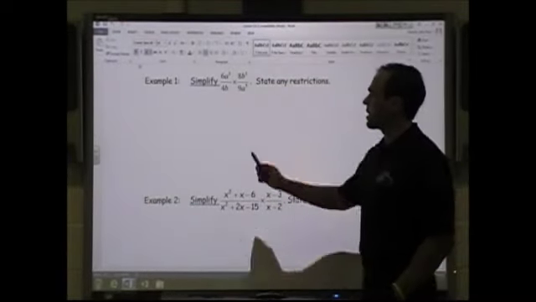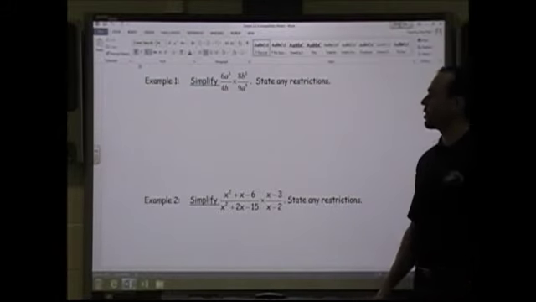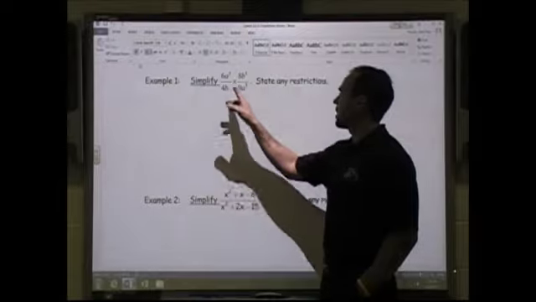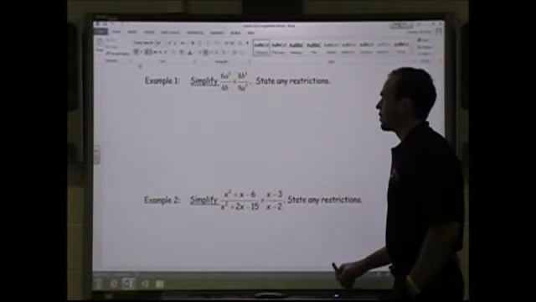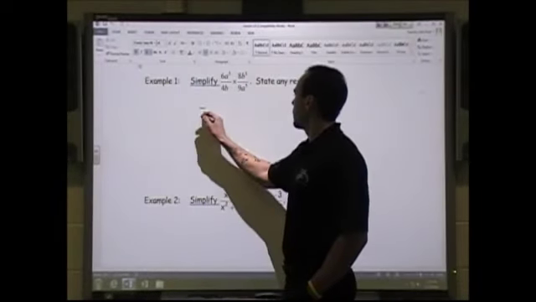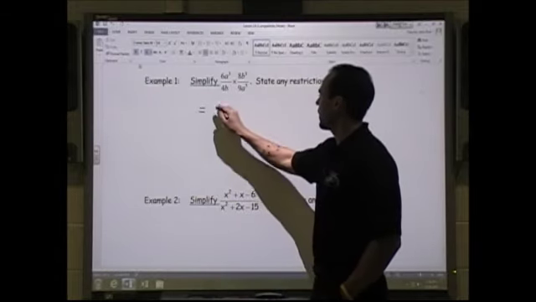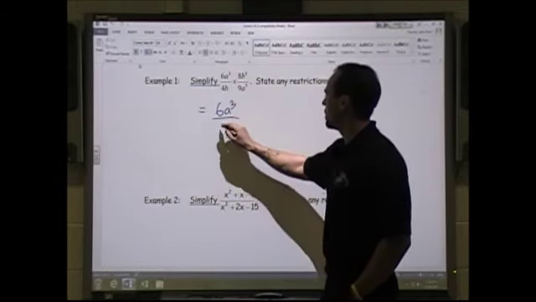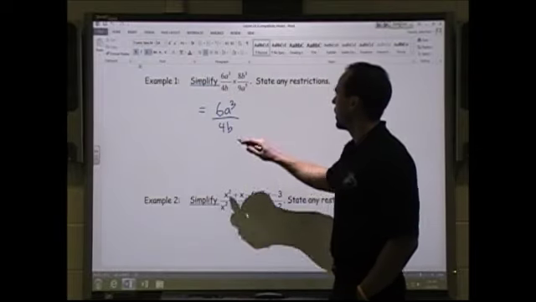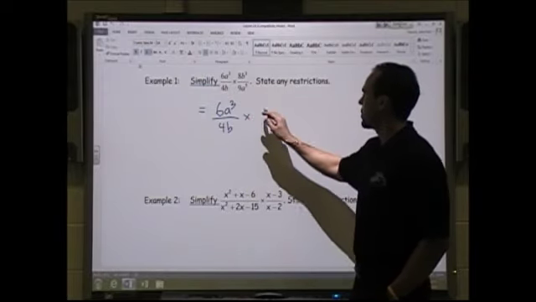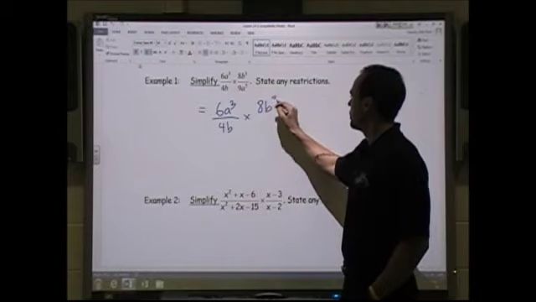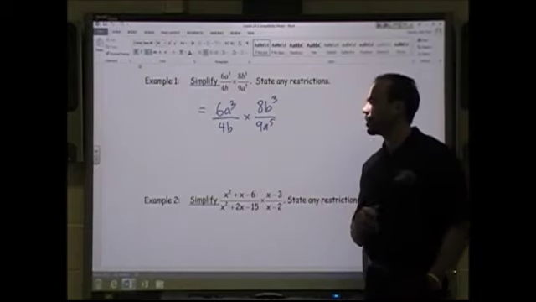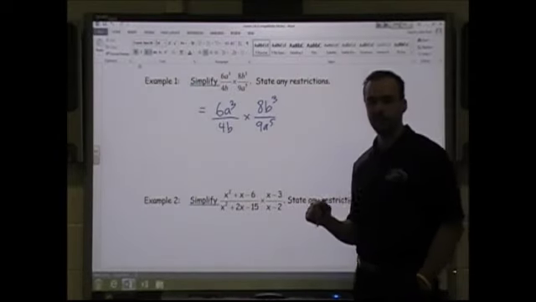So let's take a look at this. Example 1, simplify this and state any restrictions. We don't have to say state any restrictions, you should always state restrictions. So let's factor this. Let's take a look at the top here, 6a cubed. Well, that's just one term. I cannot factor that, so that stays as is. The bottom is 4b. I can't factor that either. The top of this thing, 8b cubed, I can't factor that, and 9a to the power 5. These are all monomials. Can't factor these things, so it's already all factored for us.